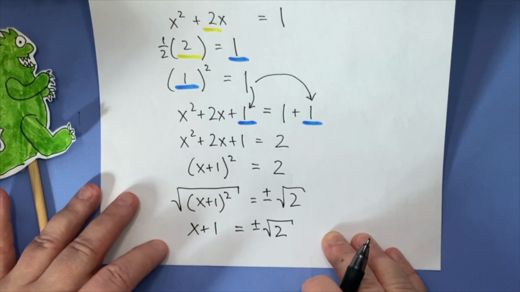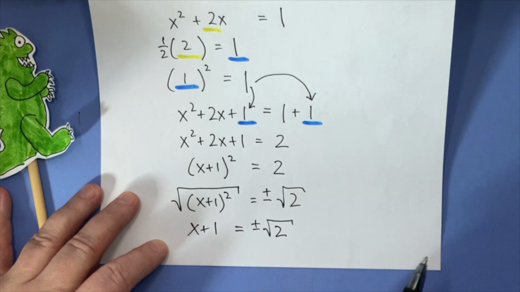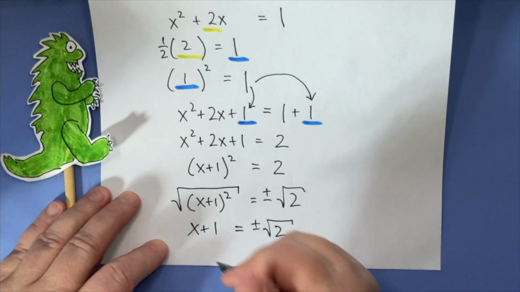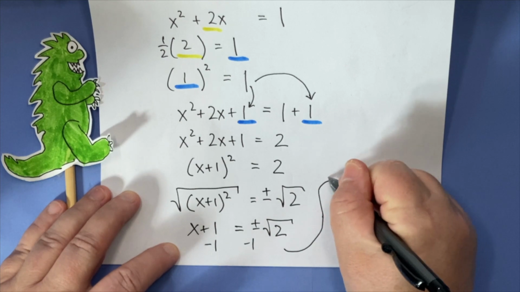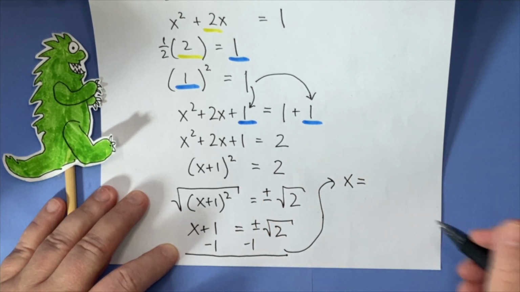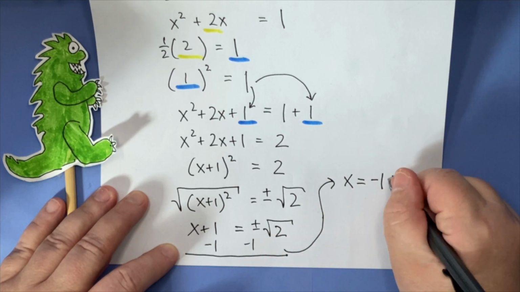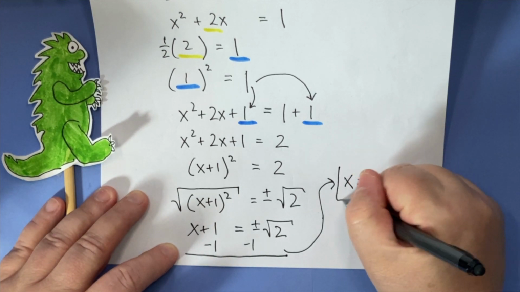Okay, so now what? There's this big, ugly, scary thing over here. There's a 1 that shouldn't be on the left. What do we do? And the answer is we do exactly what we do with every other completing the square problem. We're going to go ahead and move this 1 by subtracting. And on the left, I'm going to get x, but on the right, I'm going to put the minus 1 first, and then the plus or minus radical 2. And believe it or not, that's our answer.